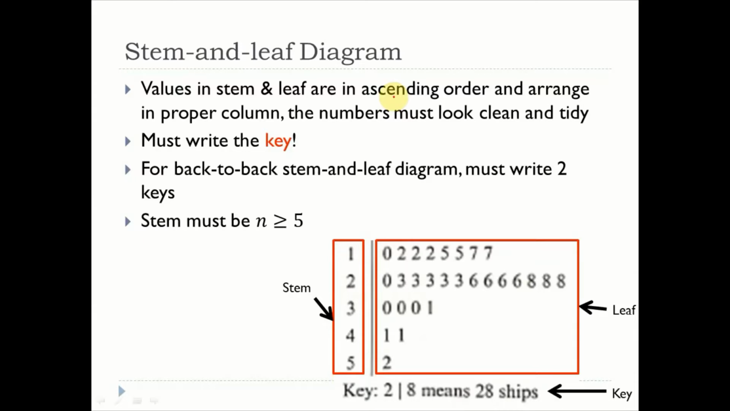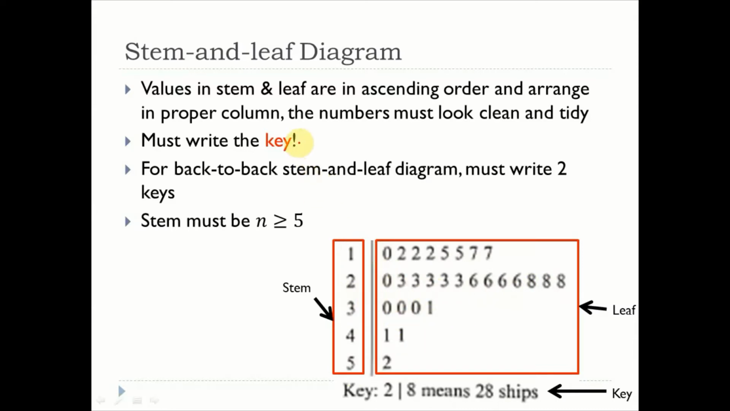Okay, so we look at our rules for stem and leaf diagram. The values in stem and leaf must be in ascending order, and we must arrange it in proper columns, and the numbers must look clean and tidy. So we look at our stem, this part. We see that it is in ascending order because 1 and then 2, 3, 4, 5. Okay, and then we look at our leaf. It is also in ascending order because see here 0 and then 2 and then 5 and then 7. So ascending order. For this one also the same thing, 0 and then 3 and then 6 and then 8, ascending order, and so on.